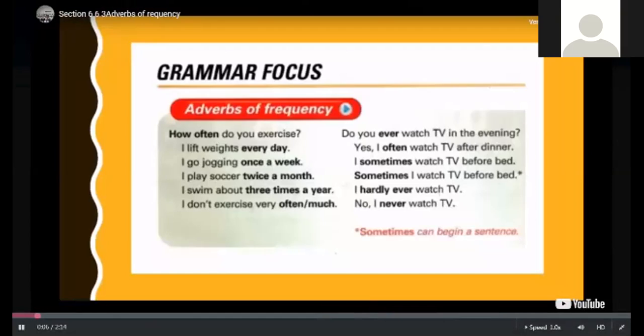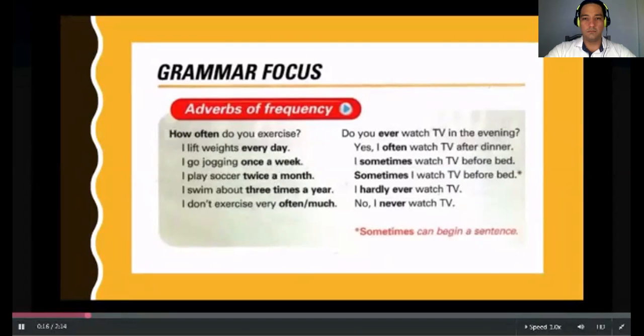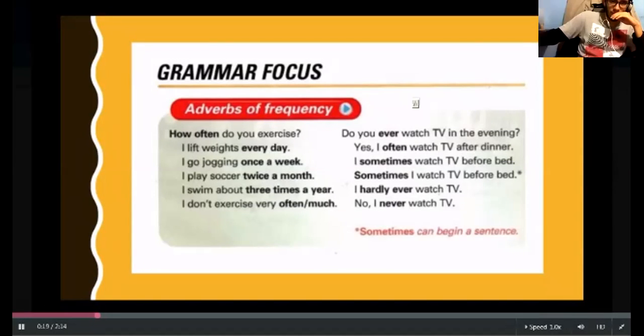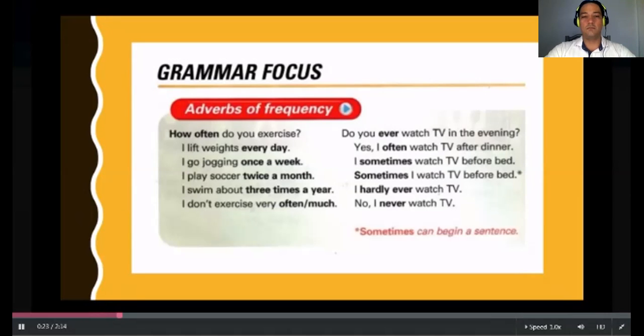Hi everyone, in this session we will go over adverbs of frequency to indicate how often or not you do something. Let's listen up. How often do you exercise? I lift weights every day. I go jogging once a week. I play soccer twice a month. I swim about 3 times a year. I don't exercise very often. I don't exercise very much.